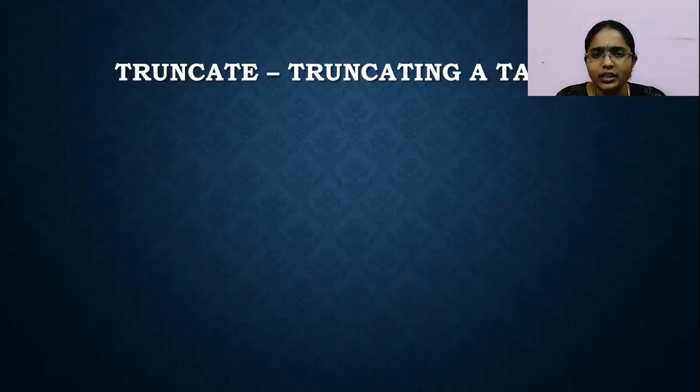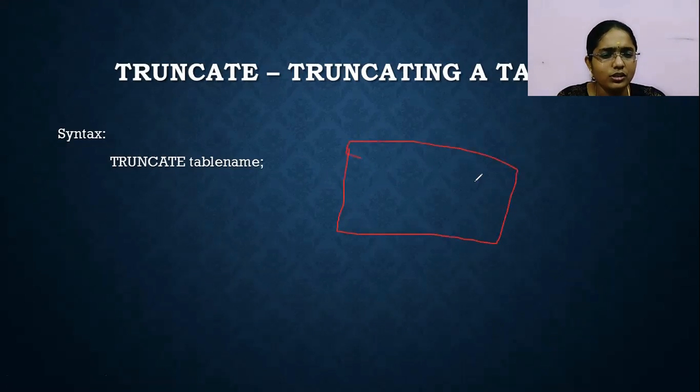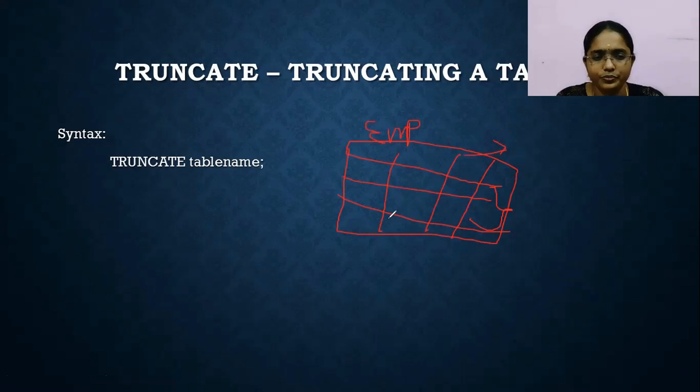In the case of truncate, the particular table will be truncated. So what is truncate? Right now, let us assume there is a table called employee and this employee table is filled with some 50 records. If you are going to truncate this table, what happens? The entire record will be removed. The table structure remains as such, but the entire record will be removed. Clear with it? This is what happens in truncate.